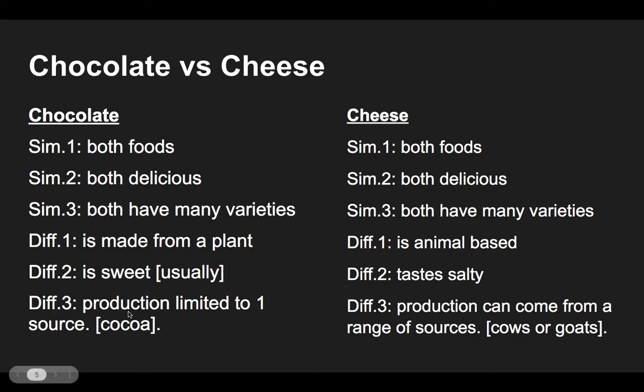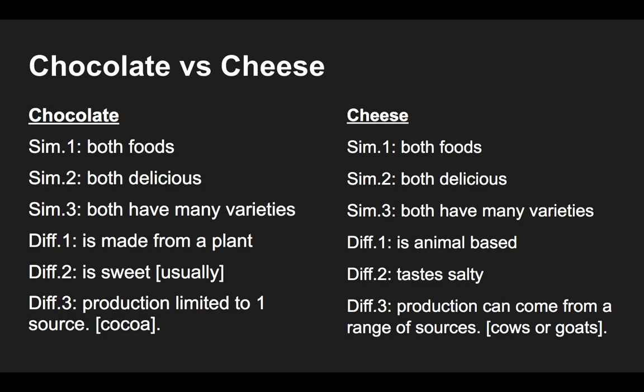Difference number 3, the production of chocolate is limited to one source. You can't really make chocolate without the cocoa bean. And for cheese, production can come from a range of different sources. We can have cows, goats, so cheese has a range of sources.